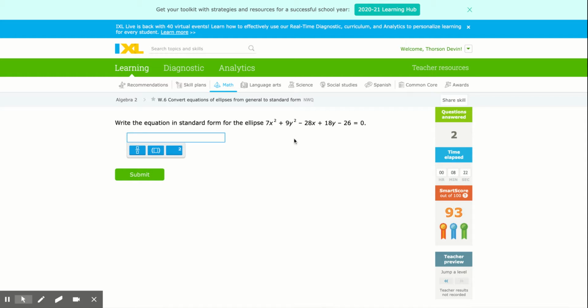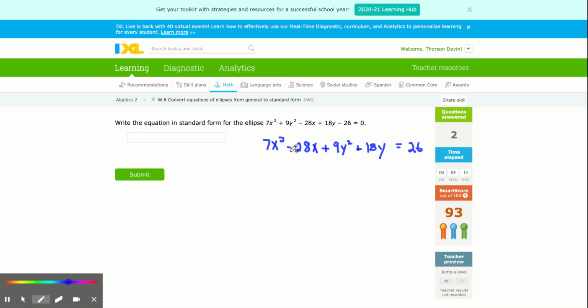The first thing I'm going to do is rearrange it, grouping the x terms together, grouping the y terms together, and bringing this term that doesn't have a variable to the right side of the equation. So here's the new equation I've written. Again, notice my 7x squared's here. I brought this negative 28x next to it. The 9y squared came after. The 18y is next to the y squared. And then that negative 26 I brought to the right side of the equal sign, making it positive.